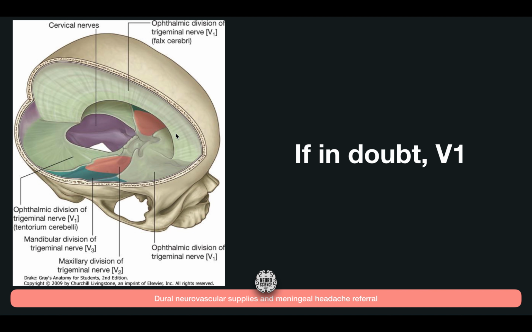So you'll note the anterior cranial fossa is V1. The suprasellar region, the sellar region, and bits of the cavernous sinus are V1, as is the whole of the falx cerebri and the tentorium cerebelli over here. It's all V1. And then the lateral cavernous sinus and the midpoint of the sphenoid region, the middle cranial fossa, is V2. And V3 grabs the rest of it under here. And then your upper cervical nerves supply the posterior cranial fossa.